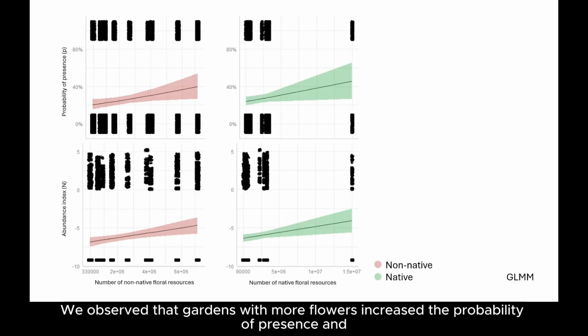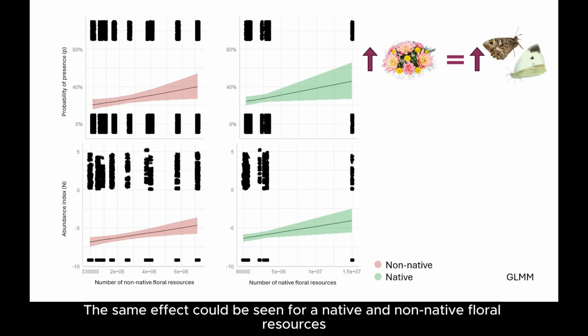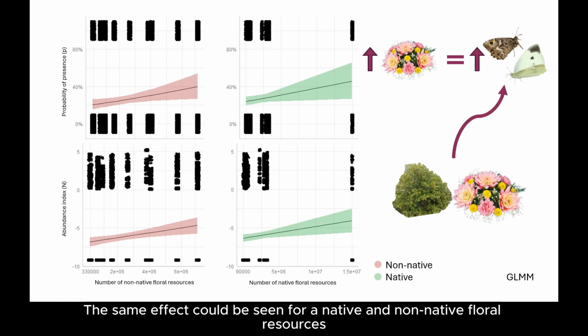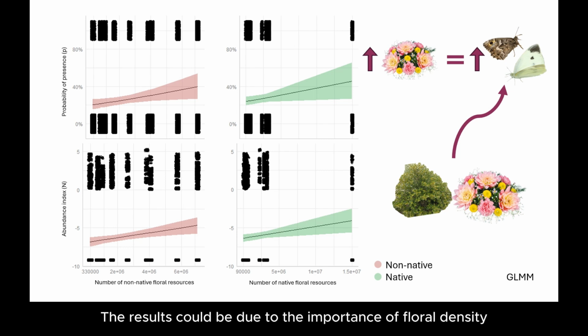We observed that gardens with more flowers increase the probability of presence and the abundance of all the studied set of urban butterflies, in contrast with low flower abundance gardens. The same effect could be seen for native and non-native floral resources. The results could be due to the importance of floral density in the diversity of pollinating insects, seen in other studies.